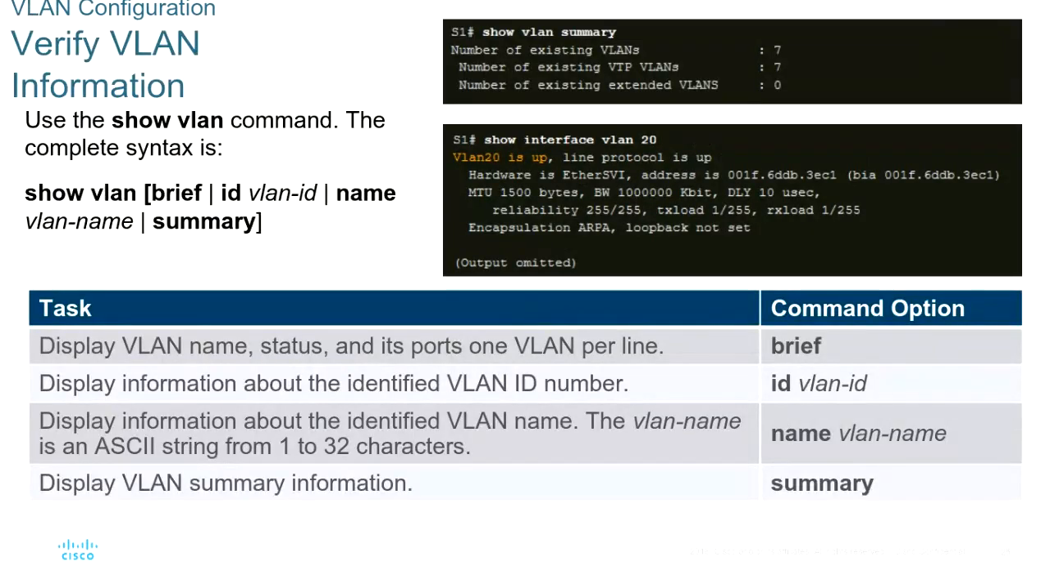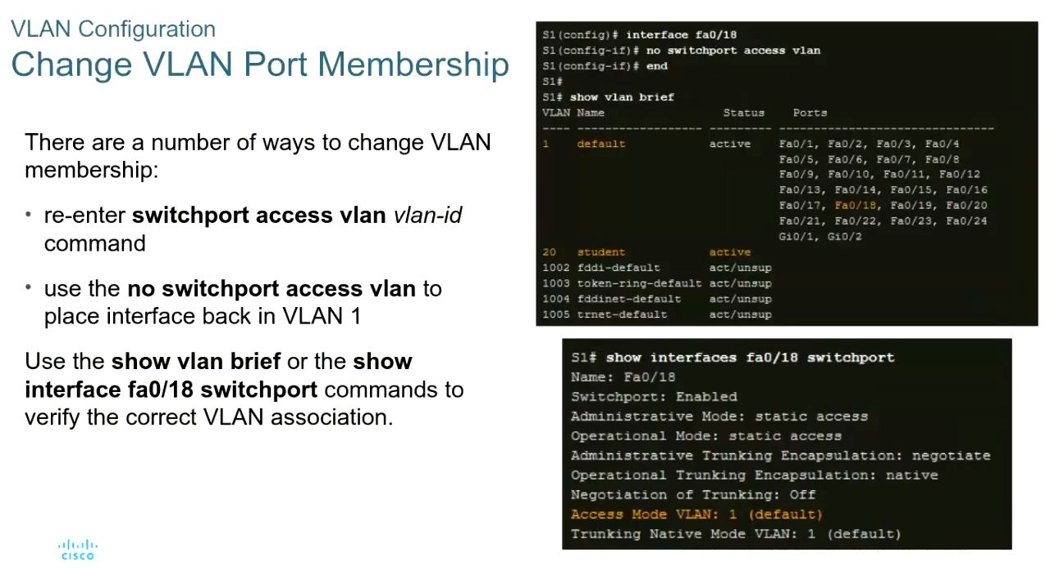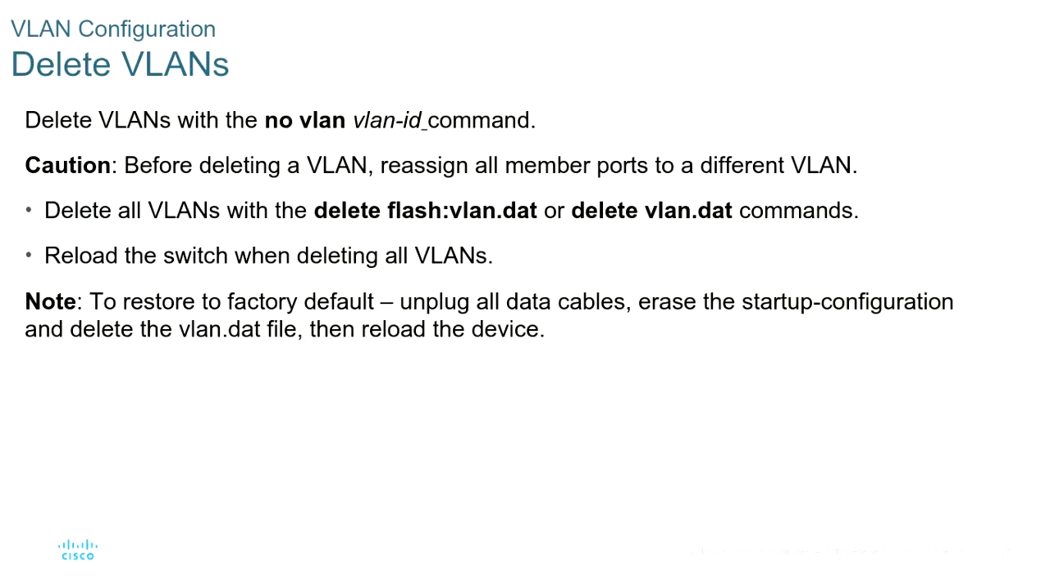Okay, show VLAN gives us all that stuff. Show VLAN brief. I like that command because you don't get all that extra stuff at the end. So show VLAN brief is my favorite command. So here's show VLAN brief, and it skips all that stuff that's at the end. And then we can verify more detail about that particular port 18 by using the command show interfaces switchport.